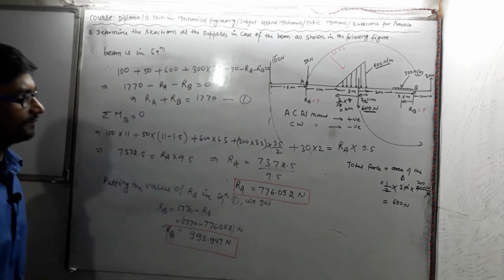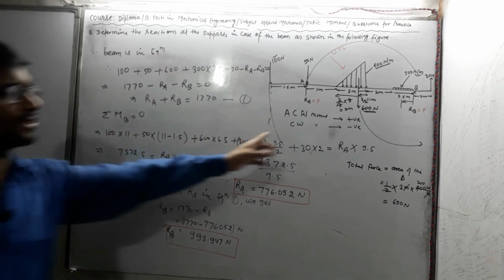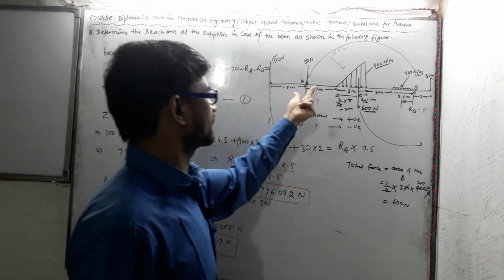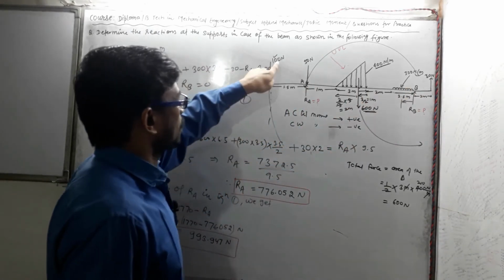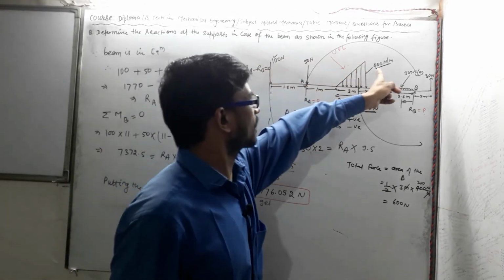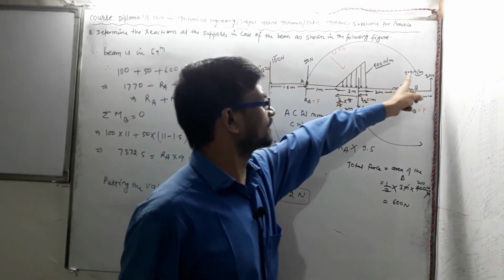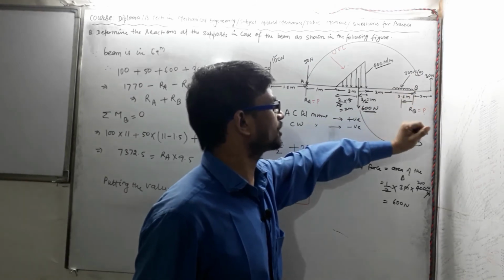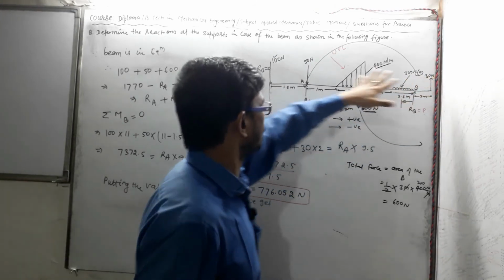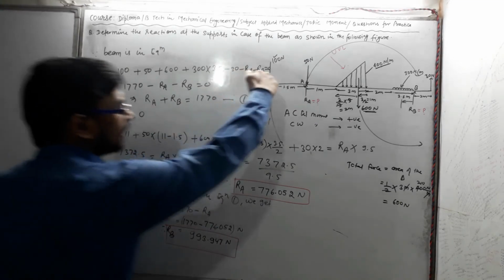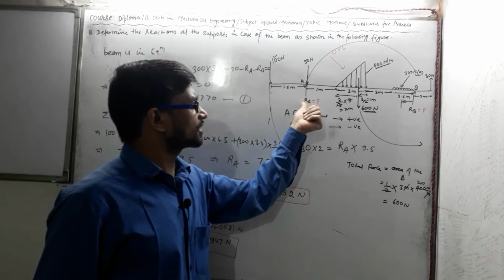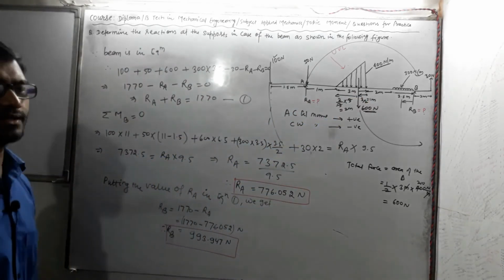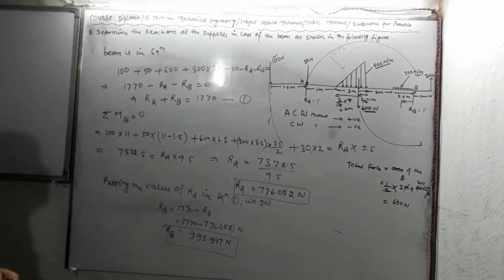Now the question says we have to find the value of reaction force at point A and reaction force at point B, with 100 Newton, 50 Newton, 400 Newton that is uniformly varying load, and 300 Newton per meter that is uniformly distributed load, and 330 Newton, different types of forces acting on this beam. This is the way through which we have already calculated, and I think it is very easy.